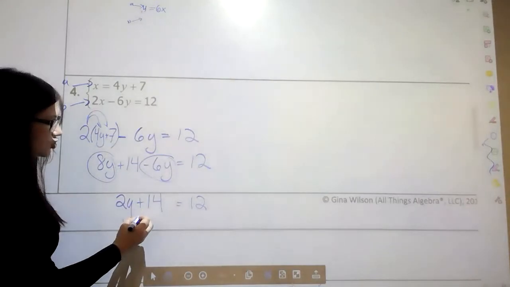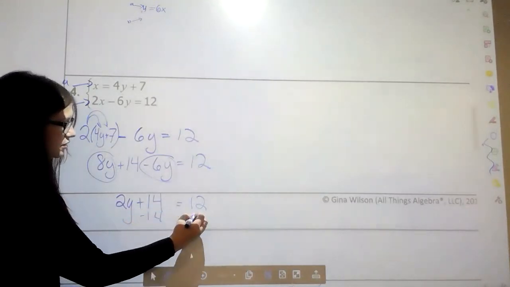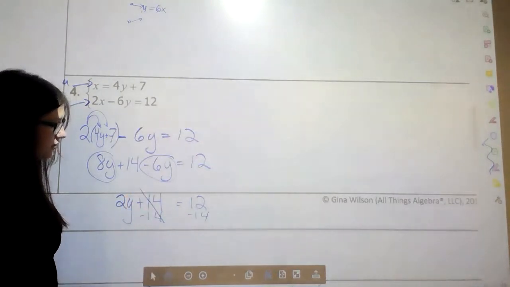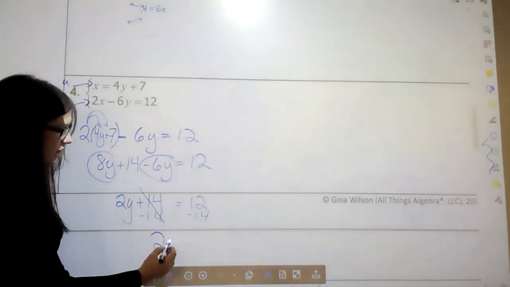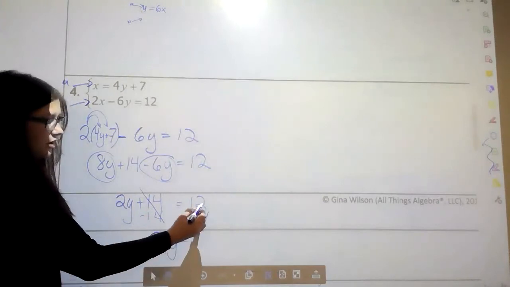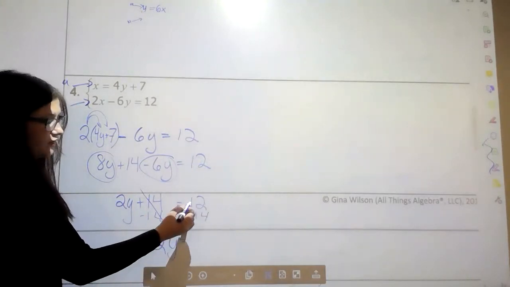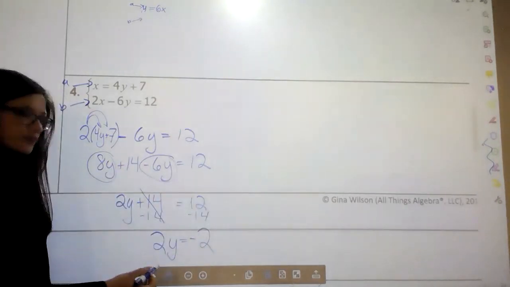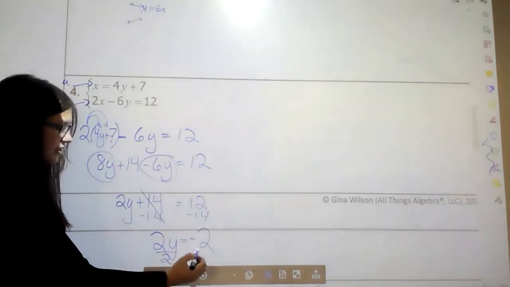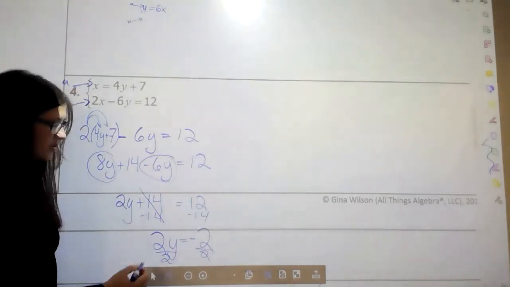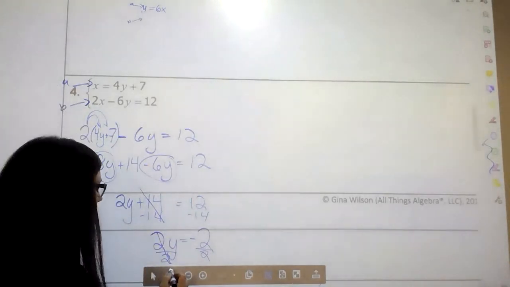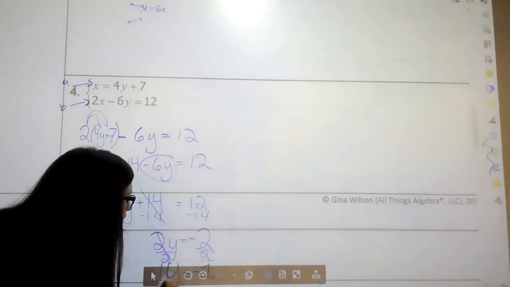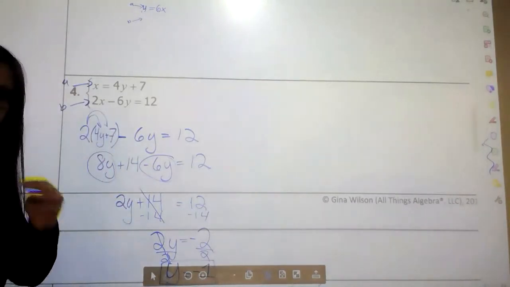So I'm going to subtract 14 from both sides. 14 minus 14 is 0. 2y plus 0 is still just 2y, so it goes away. 12 minus 14, if you have $12 and owe me 14, you still owe me 2. And then finally, the opposite of multiplying is dividing. So I'm going to divide that away, and y is equal to negative 1. You guys see that? Y is equal to negative 1.